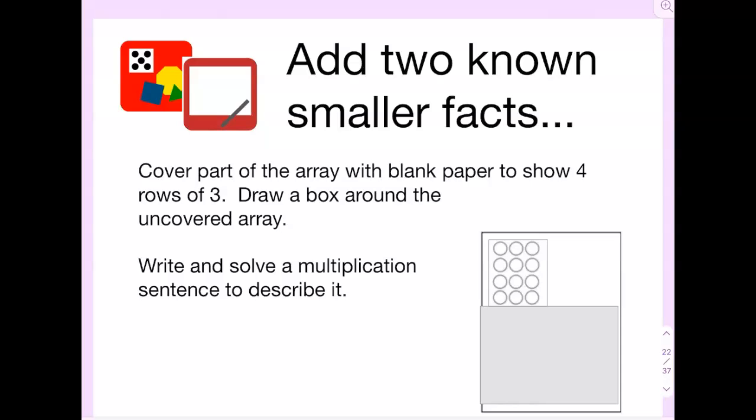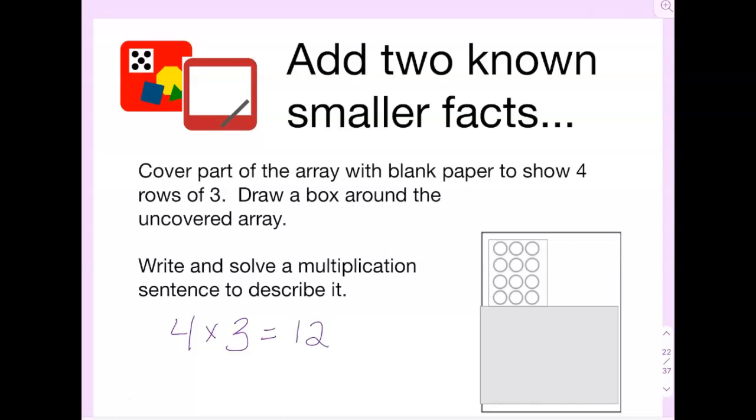Let's try another one. Erase your board. Cover part of the array with a blank paper to show 4 rows of 3. So over here we have 1, 2, 3, 4 rows of 3. We want to write and solve a multiplication sentence to describe that array. Well, we have 4 rows times 3 in each row, which equals 12.